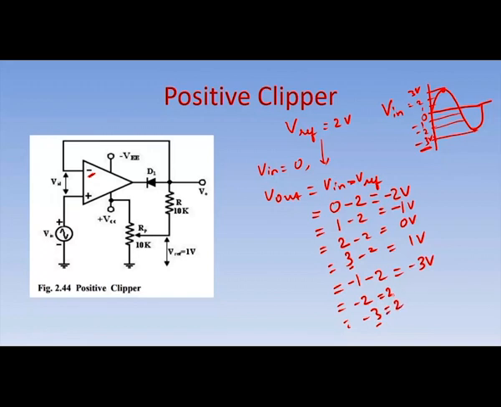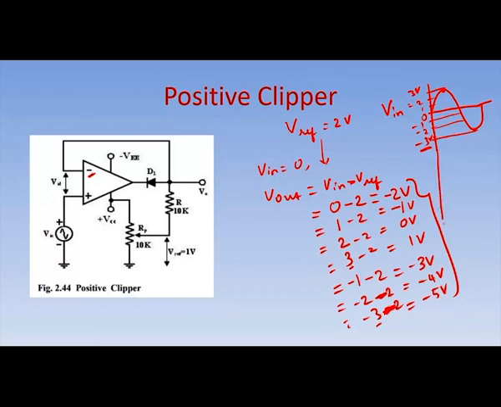So, it is equal to minus 4 volts and here it is equal to minus 5 volts. So, these are the output voltages for a positive and negative half of the input signal with the peak voltage 3 to minus 3 volts.